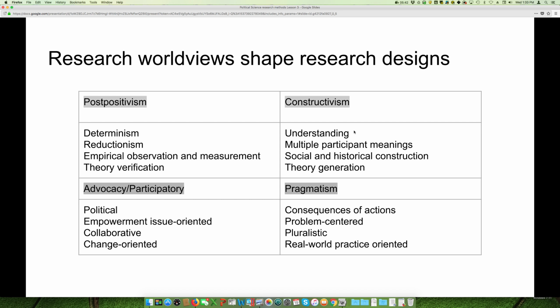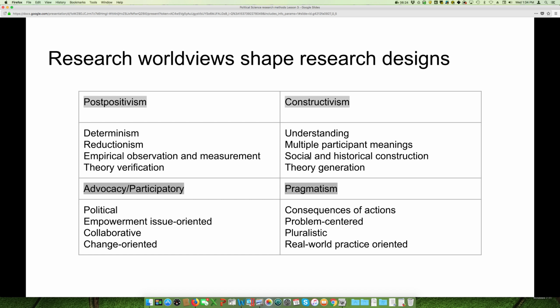A more post-positivist take would be to crunch data related to student outcomes and try to understand why there might be differences amongst different demographic groups. In constructivism, you have multiple participant meanings, meaning that the meaning of a law or a policy is not fixed. It's not what Congress declared, but its meanings are derived from how it's implemented, who gains from it, who loses from it, and how that law or policy might change their circumstances.